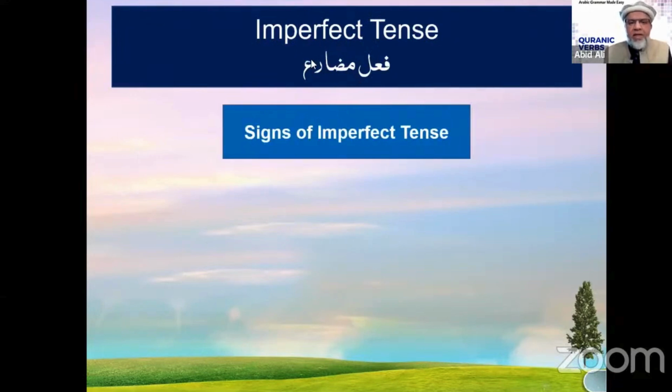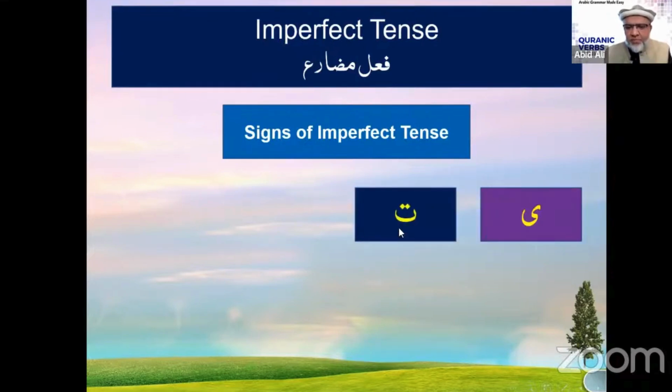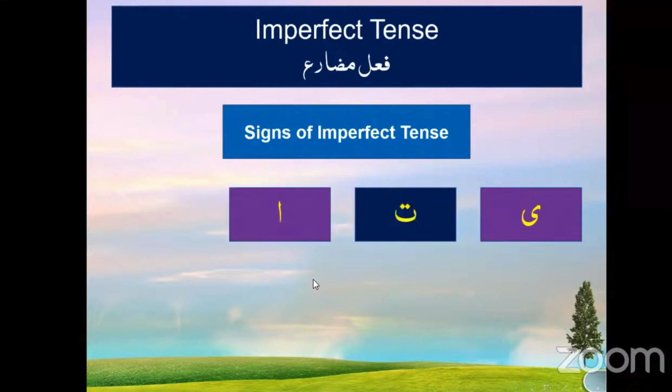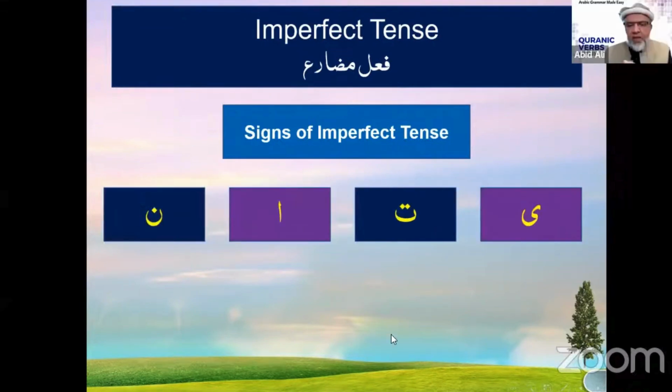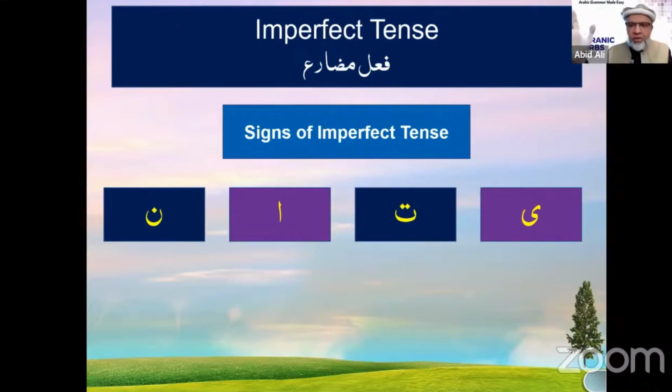So for that, let's look at some prerequisites. We said that the way we identify a fail al-mudare, which we also call the imperfect tense, is that we have some signs, and the signs are ya, ta, alif, and nun. Where are they going to be in the fail al-mudare? They come in the front of the verb. So as soon as you see a verb and you see a ya, you know this is the third person. If you see a ta, you know it's a second person. If you see alif, it's the first person singular, and noon is the first person plural.